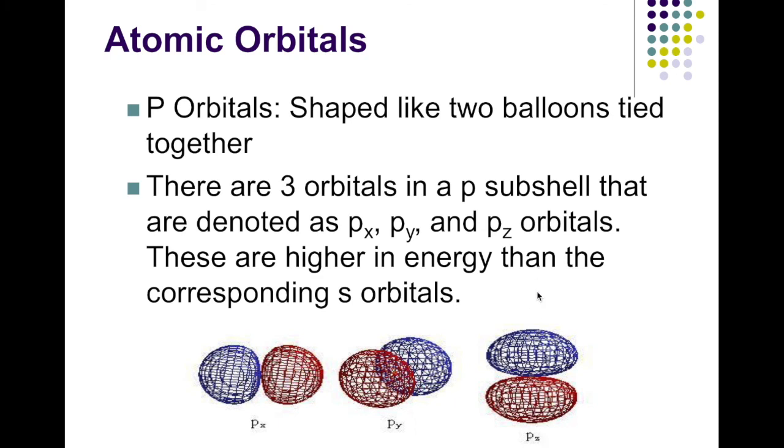These are higher in energy than the corresponding s orbitals of the levels they are in. So let's say with 1s, there are no p orbitals at all. But once you get to 2s, 2s has a lower energy than 2p does. So remember, higher energy level.